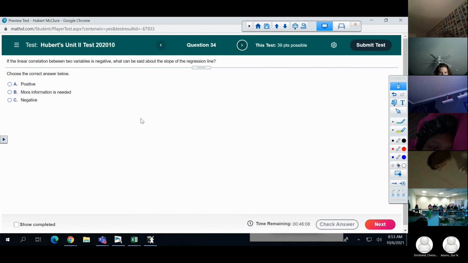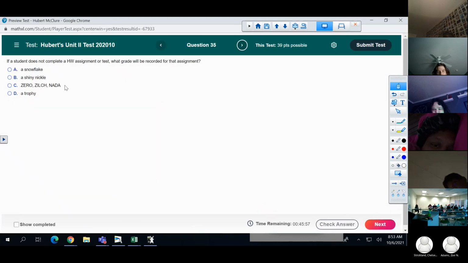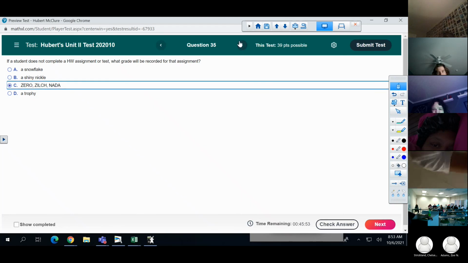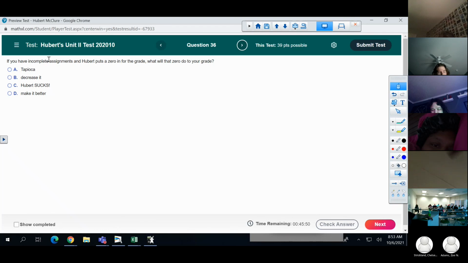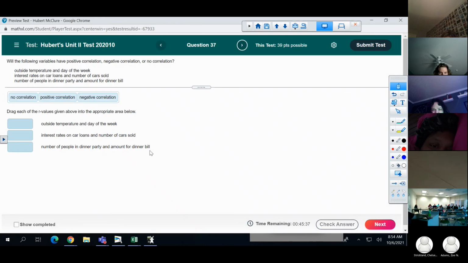If the linear correlation between 2 variables is negative, what can be said about the slope? If a student does not complete, he gets a 0. If you have incomplete assignments, you get decreases. And I'm sorry I have to put those. I have to, because of those 2 or 3 students that we talked about that bring helicopter mom and bulldozer dad.